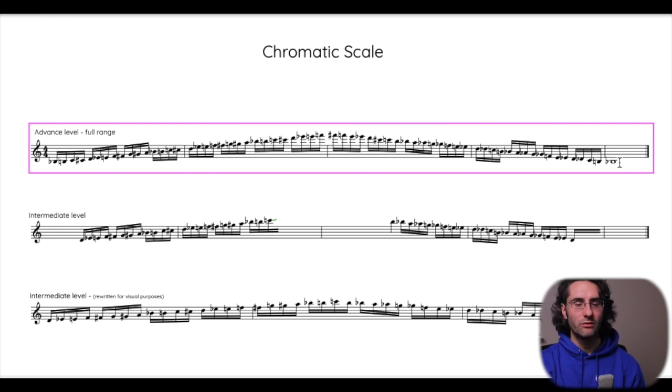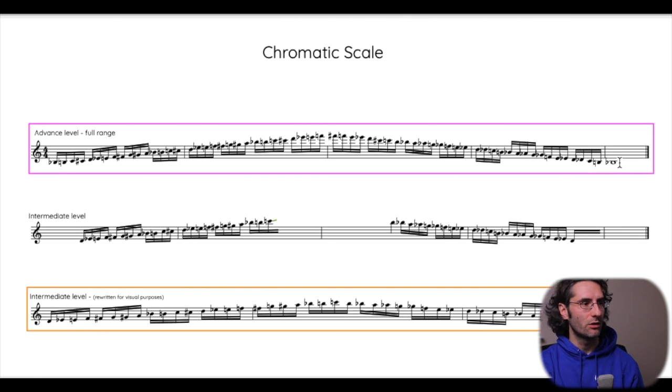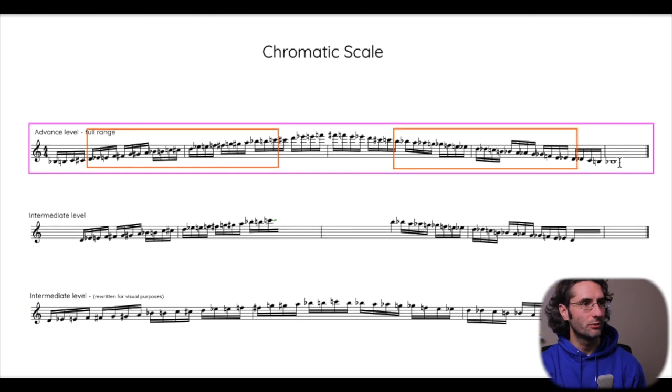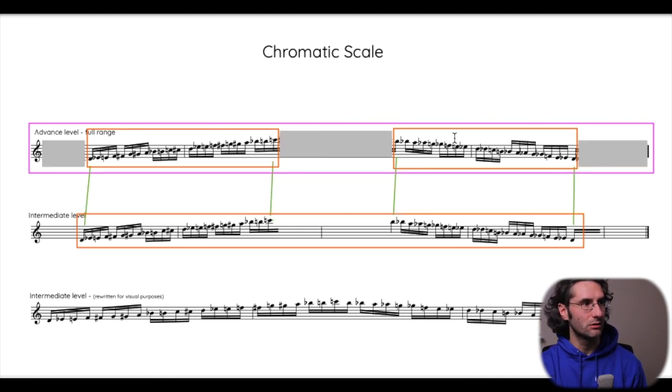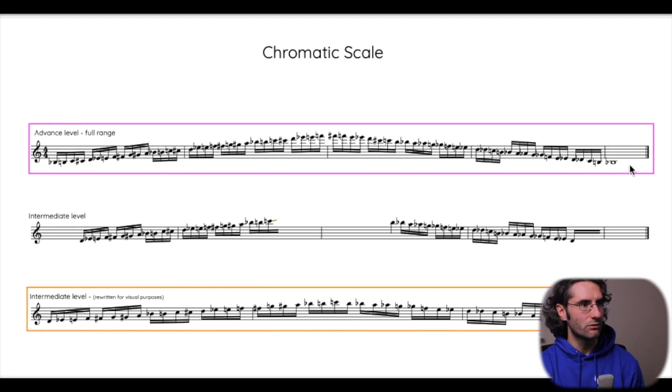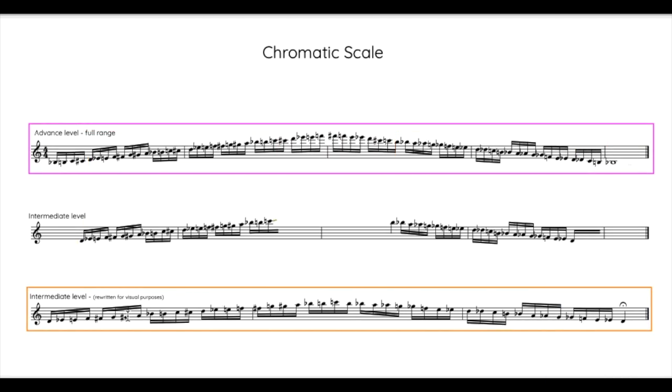But if you're more of a beginner intermediate player, we're gonna shorten that full range chromatic scale and reduce the amount of notes that you have to play. So you're basically gonna be playing the orange boxes. See those orange boxes over here? Those are still within the full range. But what we're gonna do is get rid of some notes at the beginning, some notes in the middle, and some notes at the end. Once you have control of that orange box, which is the intermediate level, it'll be easier for you to transition to the full range chromatic scale.